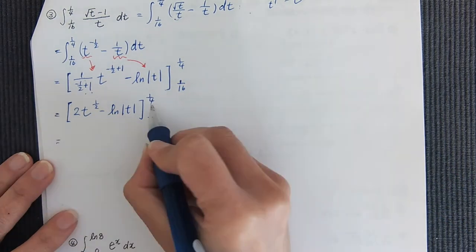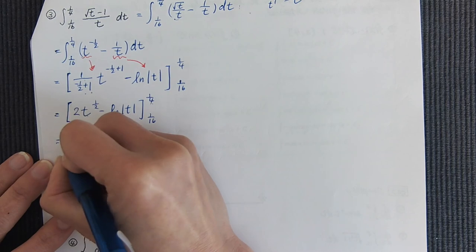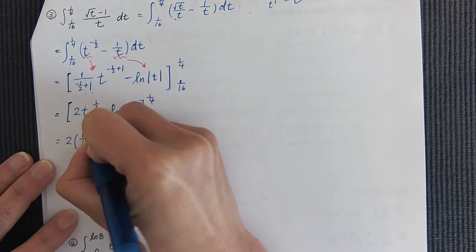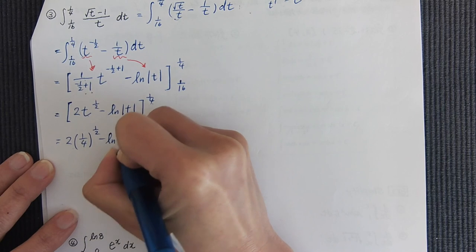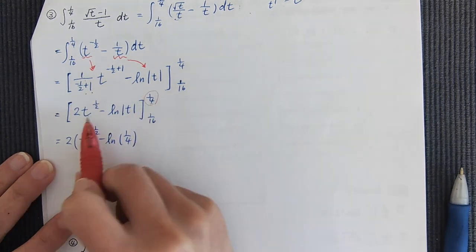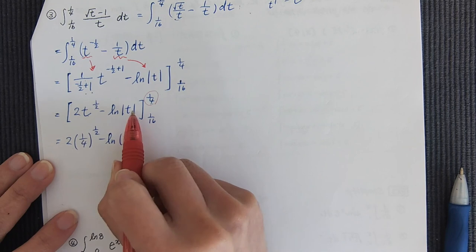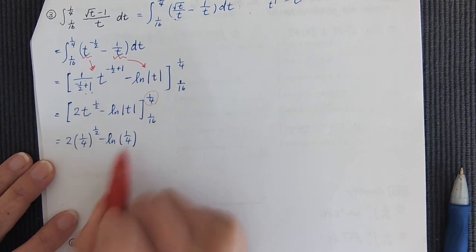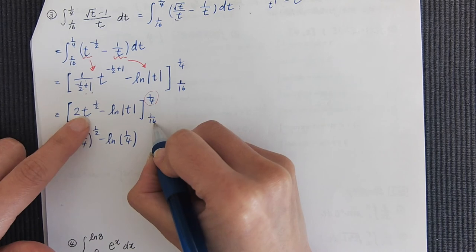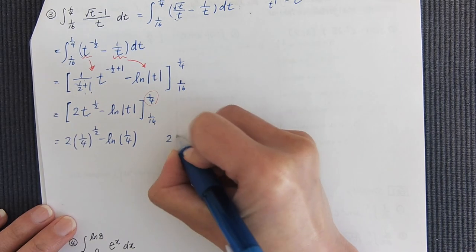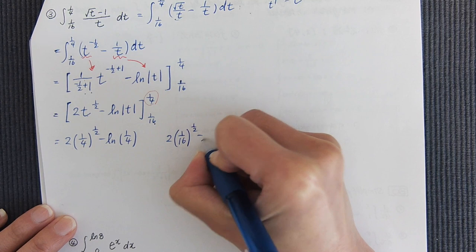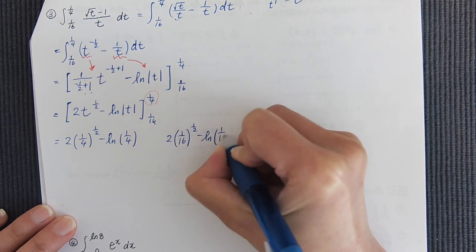So now I'm plugging in the 1 over 4. You get 2, 1 over 4 to the 1/2, then natural log 1 over 4. The next one, we're gonna plug in the 1 over 16. So 2, 1 over 16 to the 1/2, the natural log, 1 over 16.